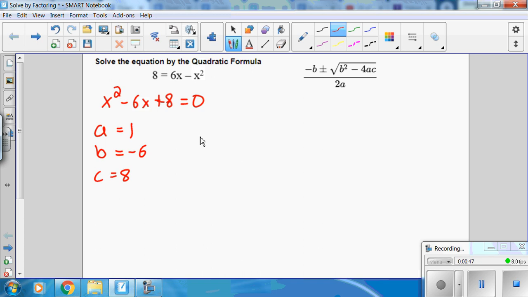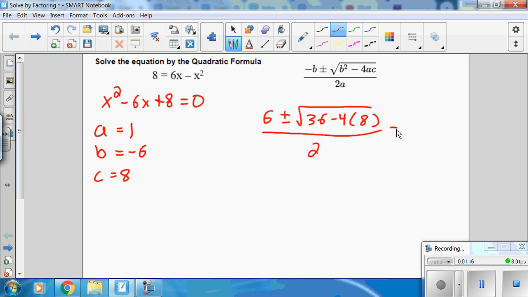So we have negative b. Well, b is already negative 6, so it's going to turn into a positive 6, plus minus the square root. b squared, that's negative 6 squared, so that would be 36. And then minus 4 times a times c. Well, a is 1 and c is 8, so 1 times 8 is 8. And all of that is over 2 times a. 2 times 1 is 2.